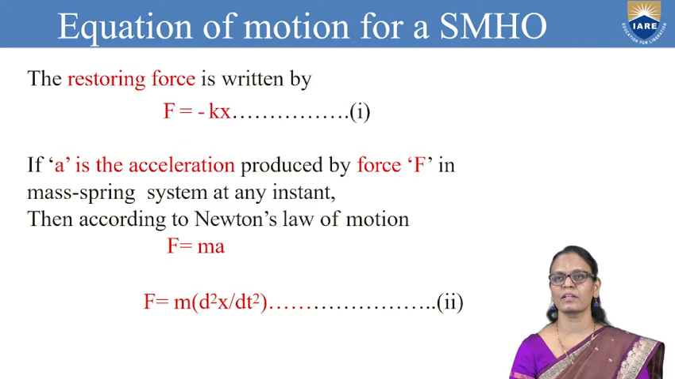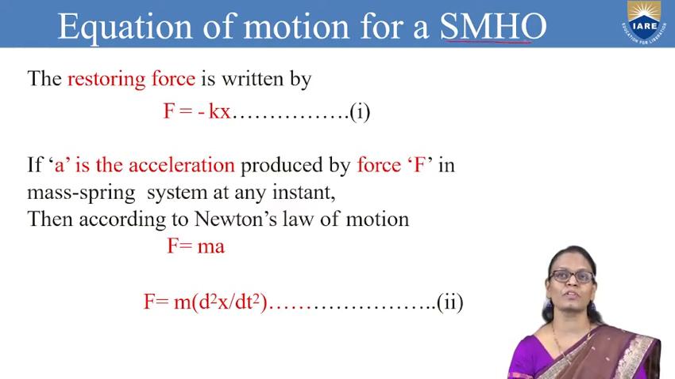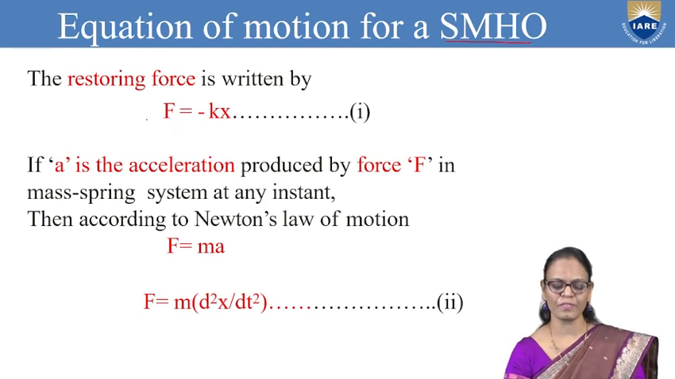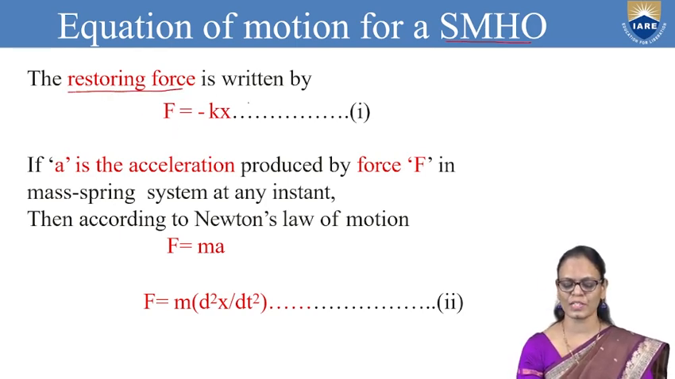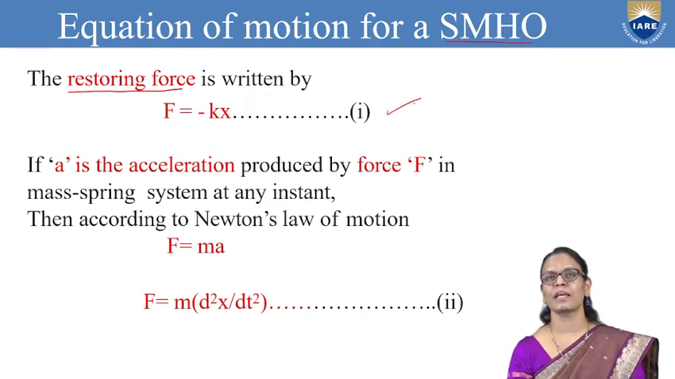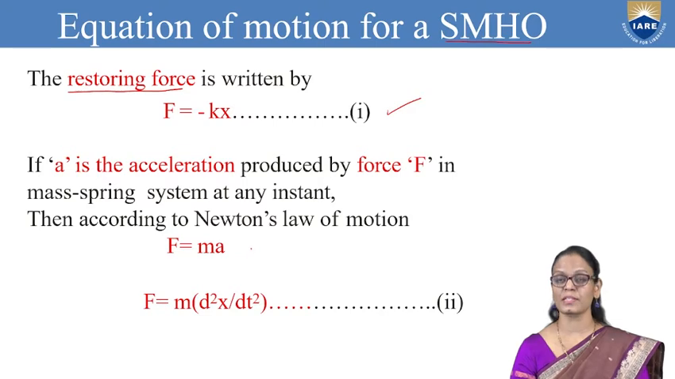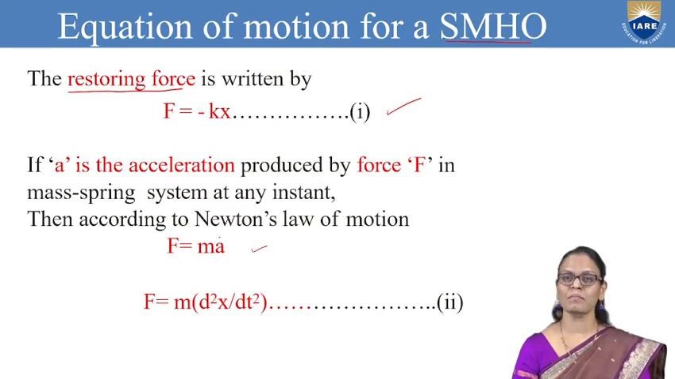Where do we start if you are talking about a simple harmonic oscillator? First, we have to talk about the forces acting on the oscillator. In case of a simple mechanical oscillator, the only force acting is the restoring force, which is given by F = -kx. Then Newton's second law of motion gives us F = ma, where a is acceleration. Acceleration can be written as d²x/dt². So we get the second equation.